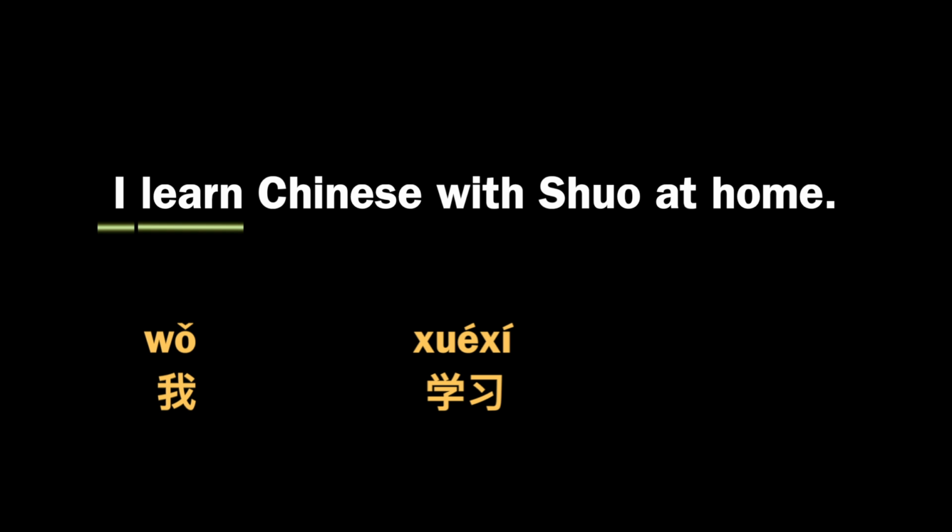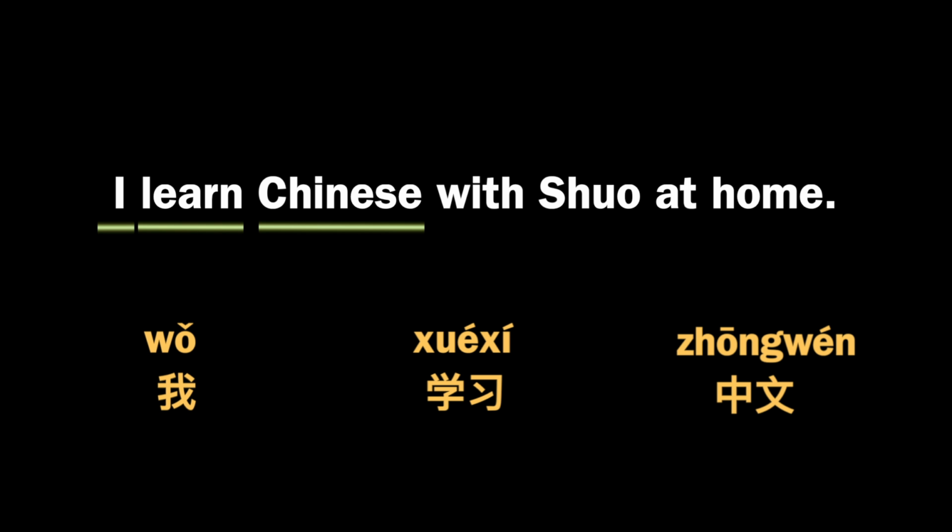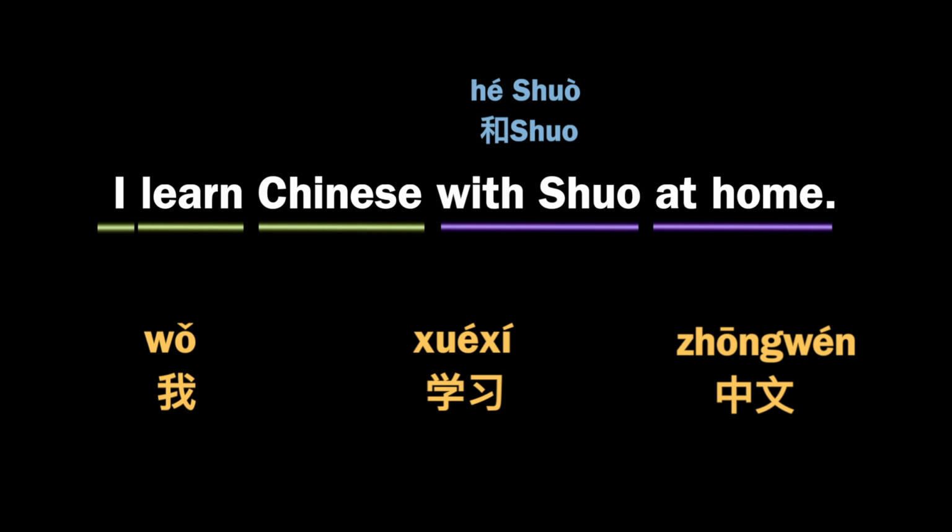Let's translate this English sentence into Chinese. I learn Chinese with Shuo at home. The subject is 我. Verb is 学习. Object is 中文. And here are 2 helpers. With Shuo and at home.